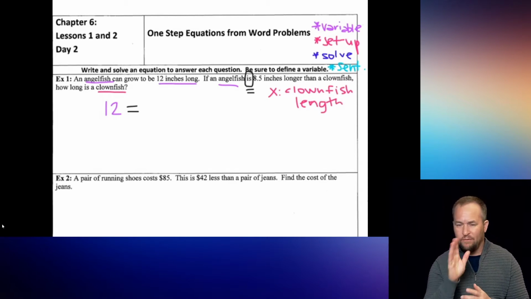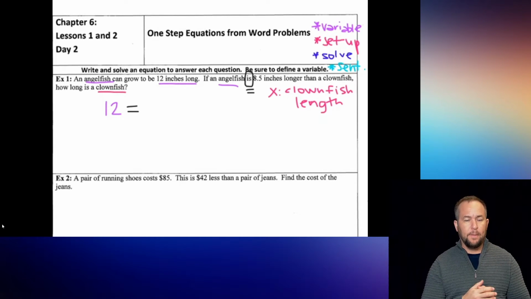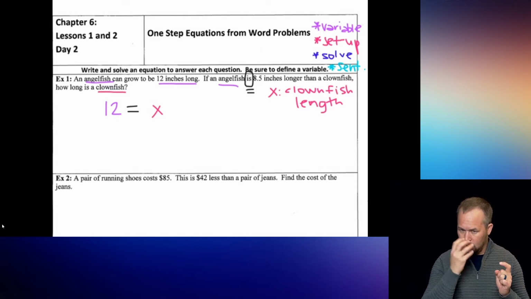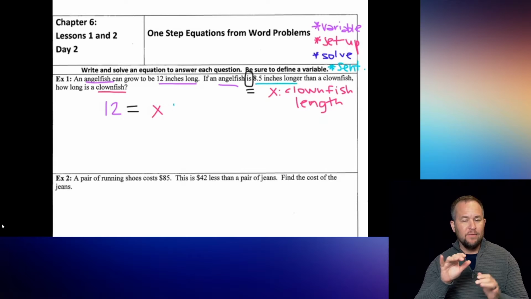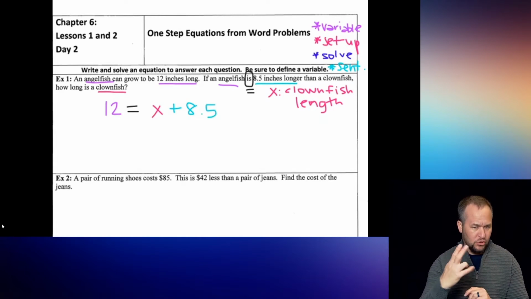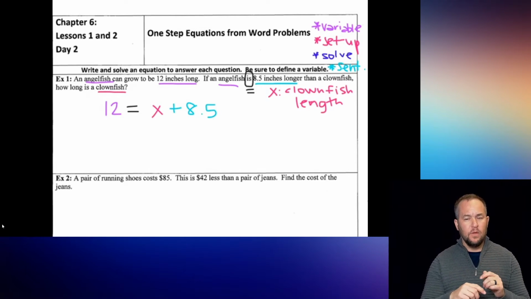So the length of the clownfish. It says the angelfish is, so 12 equals, we already have that, and then it's 8.5 inches longer than a clownfish. The clownfish is what I don't know, so I have X, but the other important info is that it's 8.5 inches longer than that clownfish, so I'm going to add 8.5 inches to that. Could I switch those around because of the commutative property? Sure. However, it says 8.5 inches longer than the clownfish, which means the clownfish has to go first.